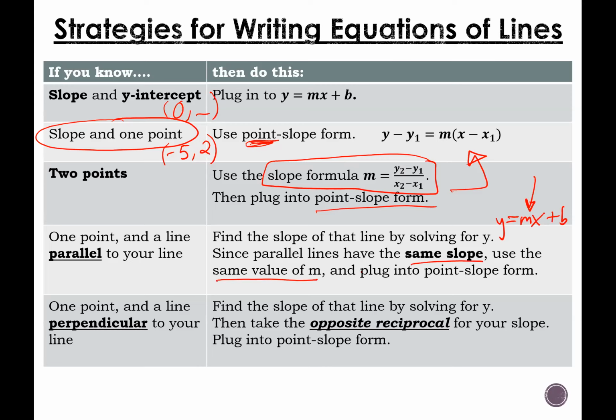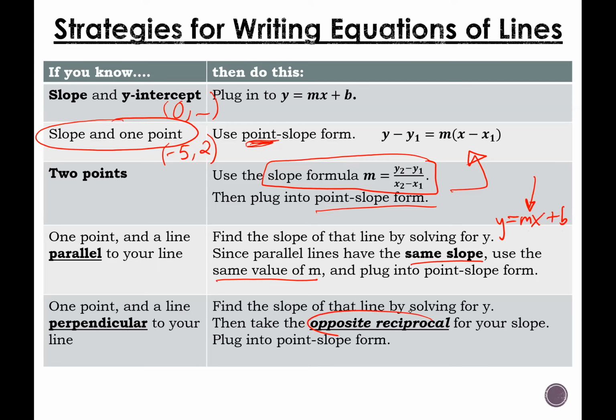And then our last scenario that we might see, if you know 1 point and a line perpendicular to your line, here's what you can do. Find the slope of that line by solving for y, again, getting it into y equals mx plus b and identifying m that way. Then take the opposite reciprocal for your slope.